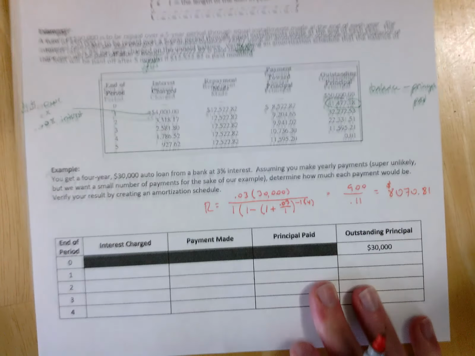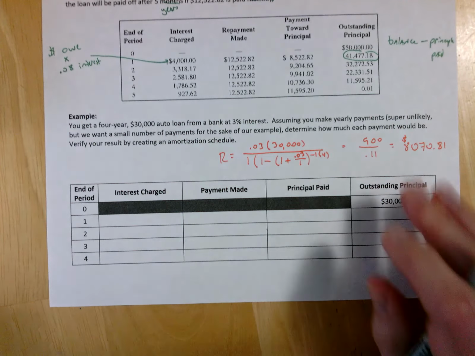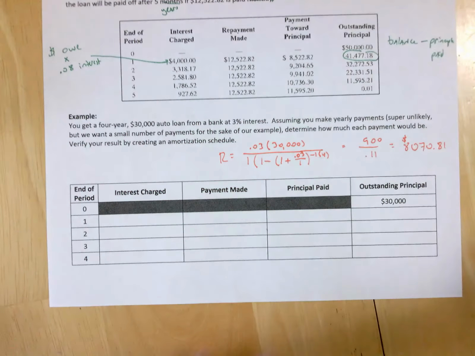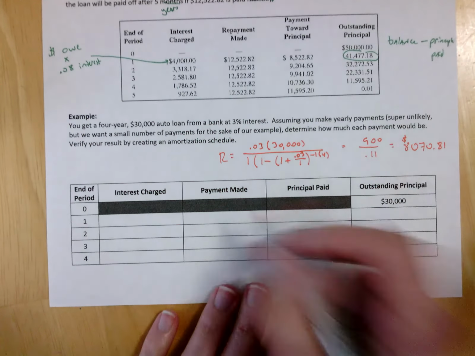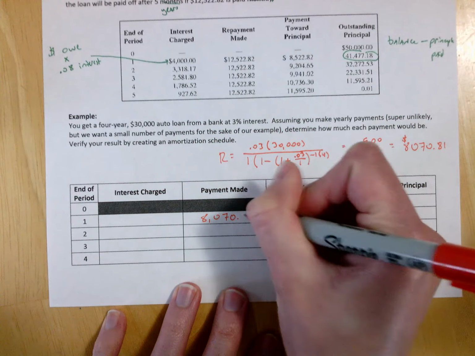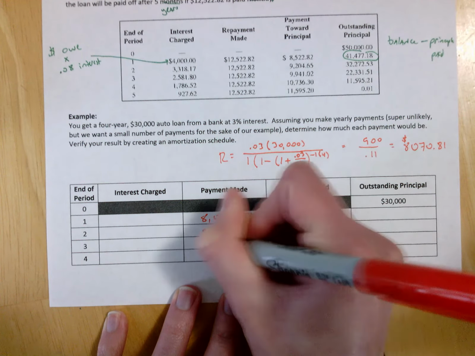Okay, so when I look at the number, I can fill the same number in for my payment made, because every period I'm going to make the same payment. It's always going to be this $8,000.